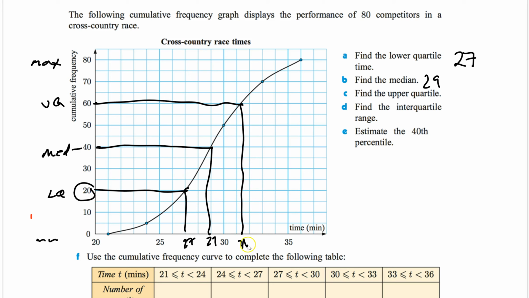Alright, I guess I'll make it look hard, but whatever. 31.2. Again, that 0.2 is just an estimation. That's all it is. Find the interquartile range.